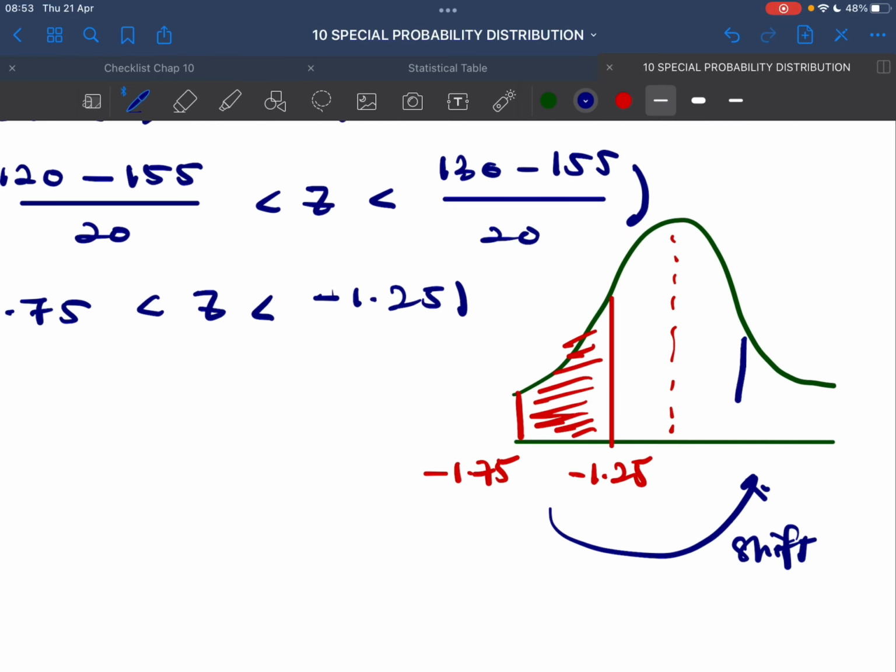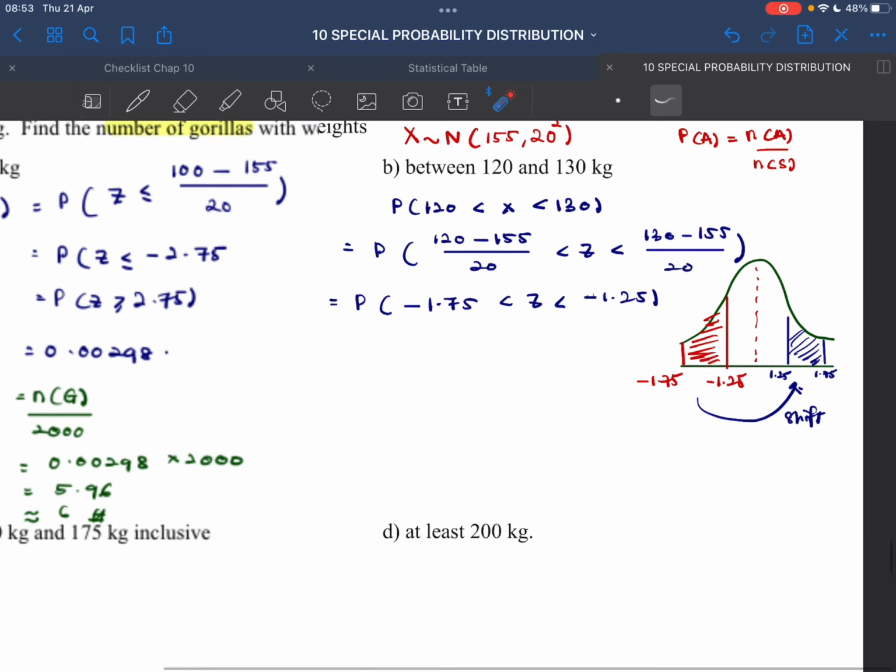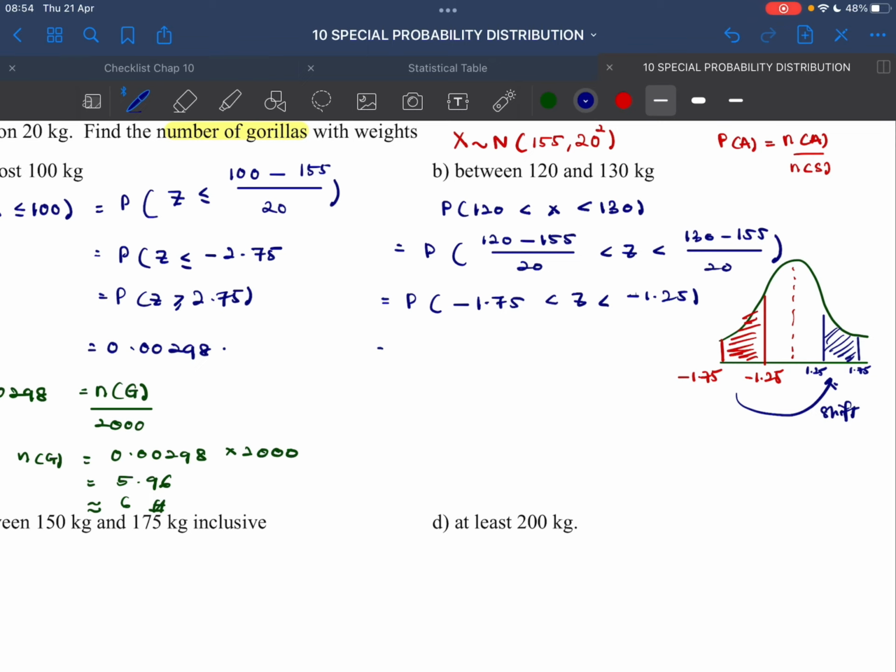And we'll get 1.25 here and 1.75 here. So the probability here is the same as the probability here. To find the probability here is simply P(Z greater than 1.25) minus P(Z greater than 1.75).